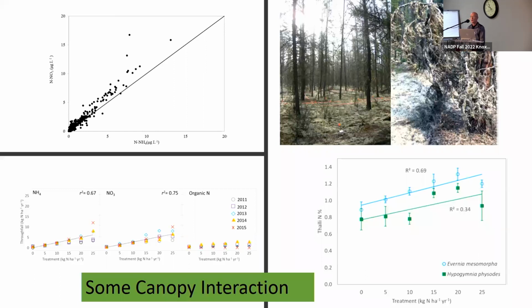In some epiphytic lichens, which these systems have a lot of, nitrogen concentration increased with deposition rate. We also got a small increase in organic nitrogen at the higher treatments, again showing canopy transformations are occurring. But by and large, about 70-80% of the nitrogen that we applied reached the forest floor.